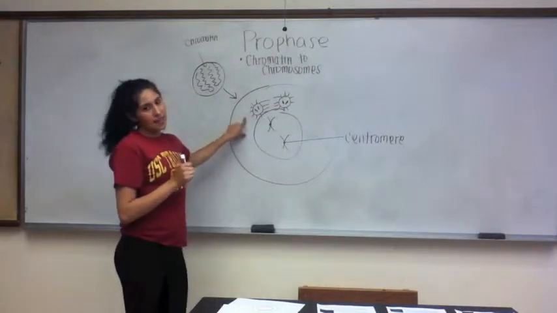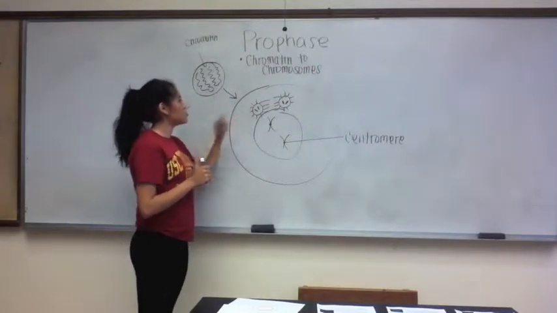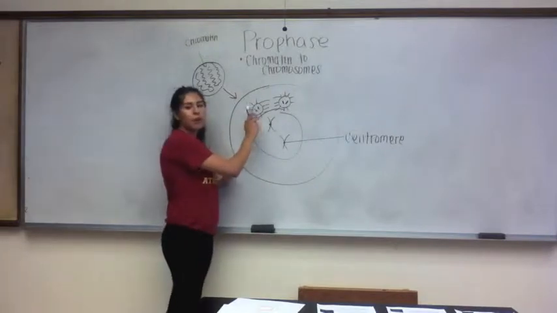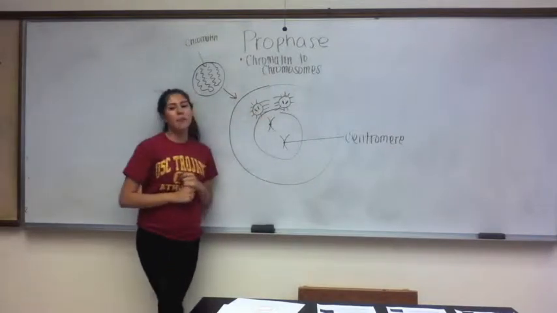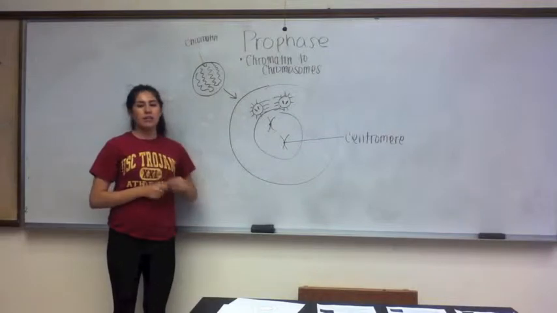And the second thing that happens in prophase are the centrosomes. There are microtubules that extend from them and begin to form this early mitotic spindle.